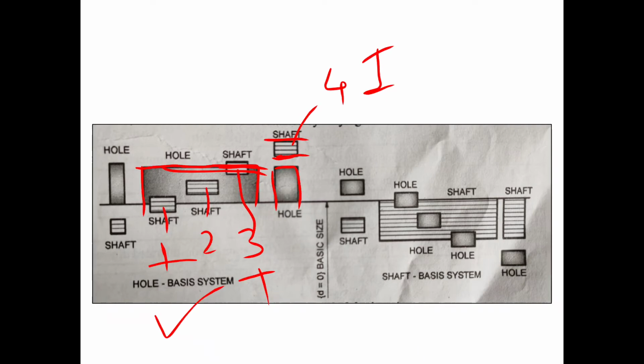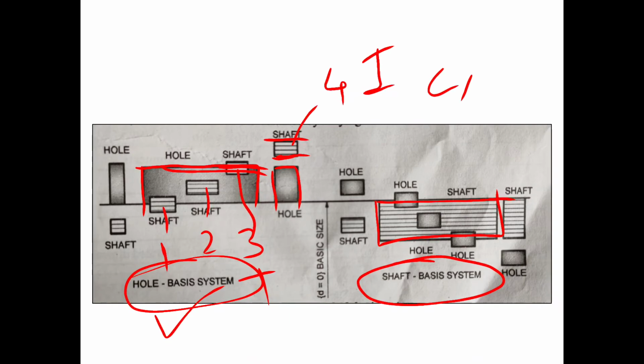So this is the hole based system, and this is the shaft based system. Shaft size is kept constant, and different types of fits, that is clearance fit, transition fit, and interference fit, are obtained by varying the sizes of the hole.